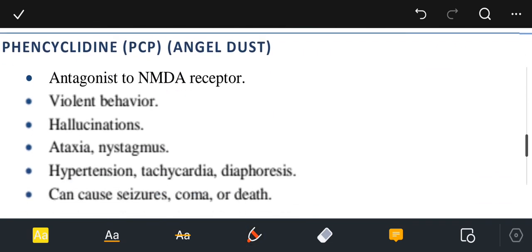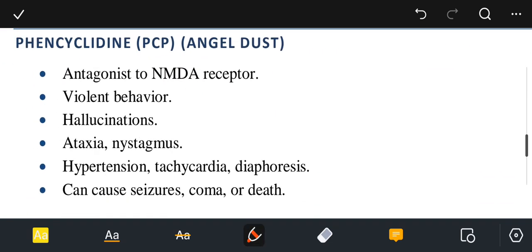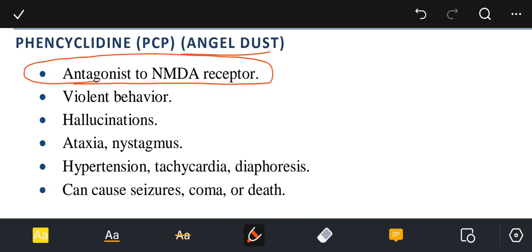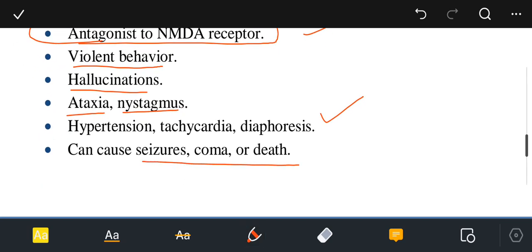Then we have phencyclidine, PCP, that is called angel dust. It is an antagonist to the NMDA receptor. It is very important. It is an antagonist to the NMDA receptor. It is an abusive drug, and it is an illegal drug. So antagonist to the NMDA receptor, it induces violent behavior, hallucinations, ataxia and nystagmus, hypertension, tachycardia and diaphoresis, and it can cause seizures, coma or death.